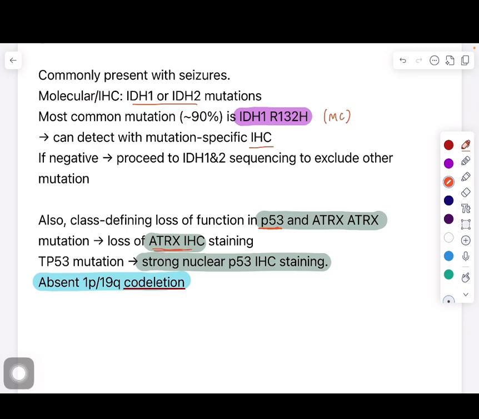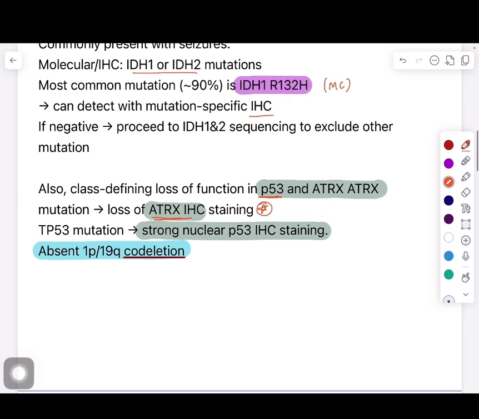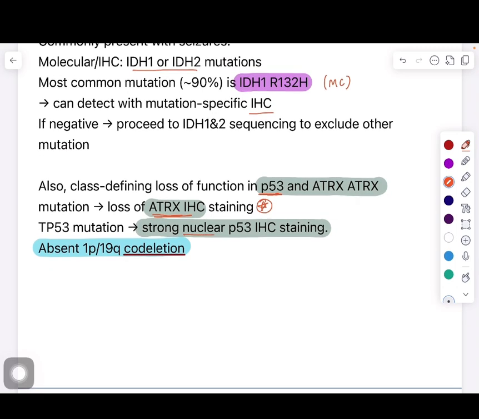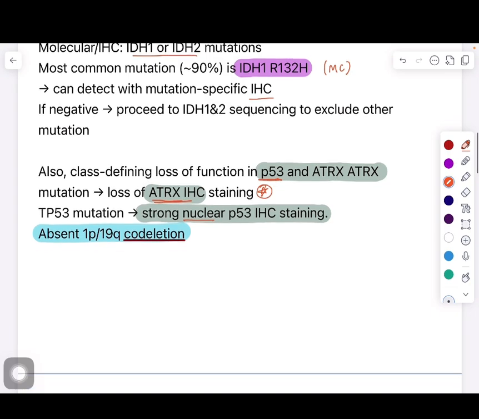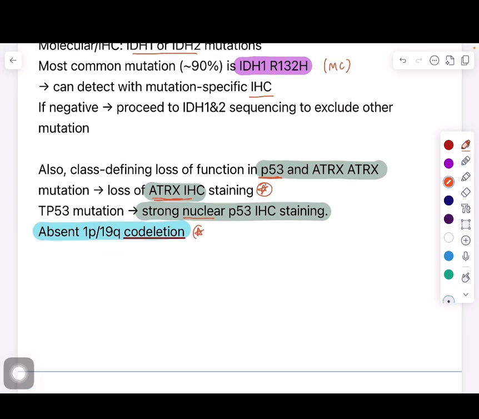There is loss of ATRX on IHC. Now this is important because in oligodendroglioma, ATRX is retained. So when we study oligodendroglioma, we'll refer to this point again. And the TP53 mutation is strong. There is strong nuclear P53 IHC staining. There is absence of 1p19q co-deletion, which is seen in oligodendroglioma. So we'll refer to this point again when we study oligodendroglioma.